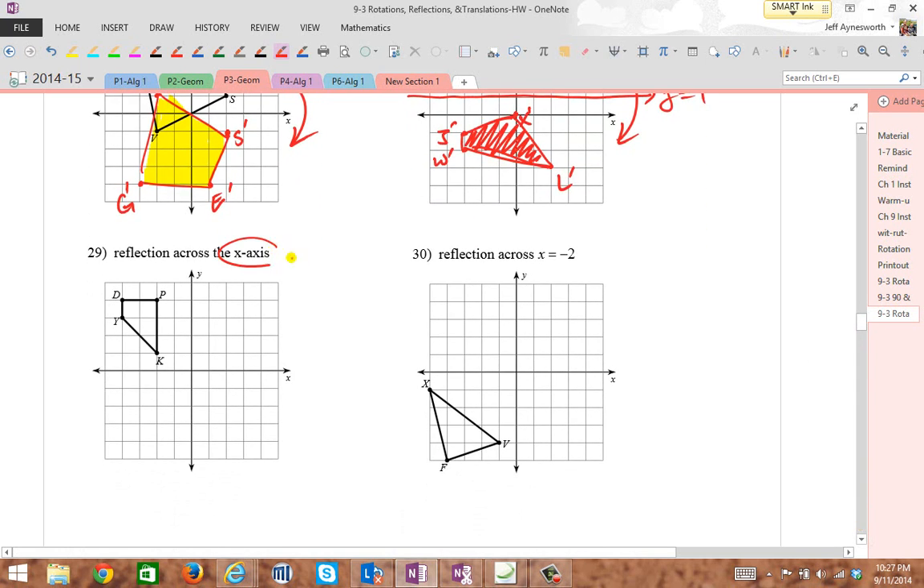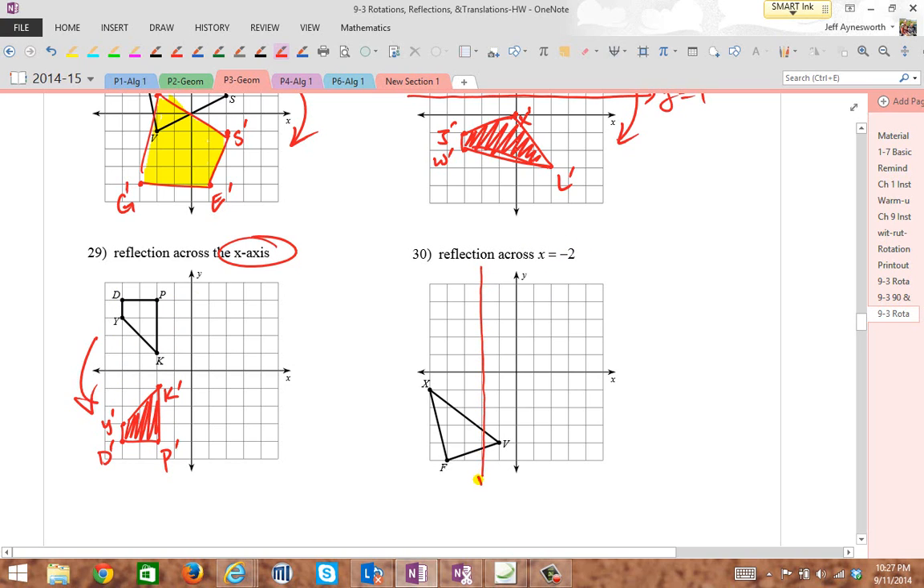All right, last few. Reflect across the x-axis, across here again. All right, so K gets reflected down here. Y is 3 units above, so let's go 3 units below. D is 4 up, so go 4 below. And P is 4 up, so go 4 below. Connect. And there you go.